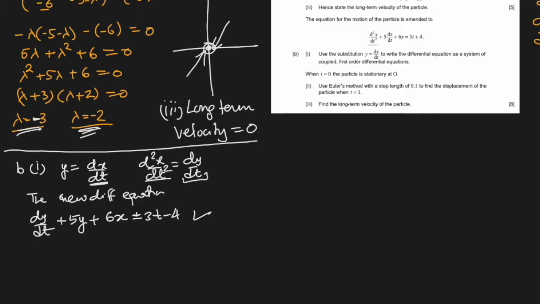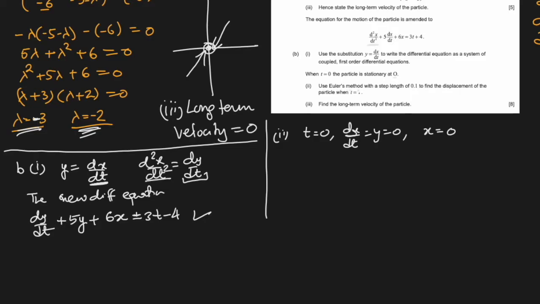Now, when t is 0, the particle is stationary. So the second part of B says when t is 0, the particle is stationary. That means dx over dt, the speed or velocity, or y, is also 0. And stationary at A means x is also 0, the displacement is also 0. All three at the same time.